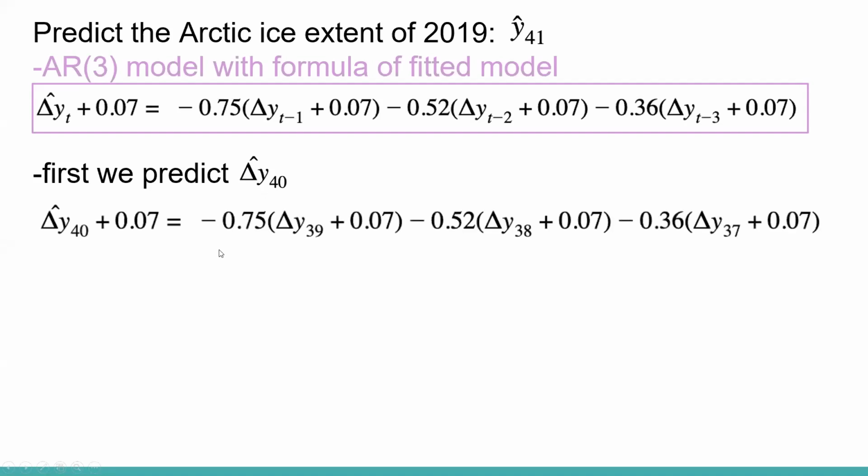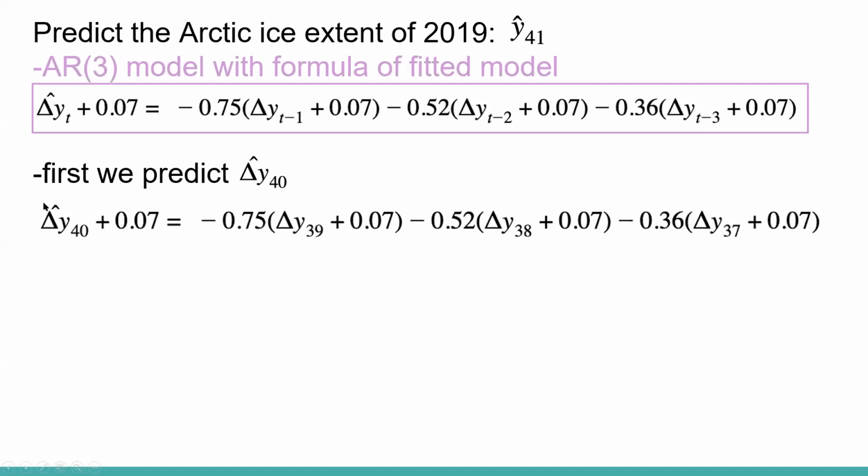Now, if you want to predict that, if this is 40, my last data point, I put 40 right here, and I'm going to put 40 in all of them. So 40 minus 1, 39, 40 minus 2, 38, 40 minus 3, 37. Can you see now? I'm trying to plug in 40. When I plug in 40, what do I want to get? I actually want to predict the difference of Y40. That's what I want to predict.